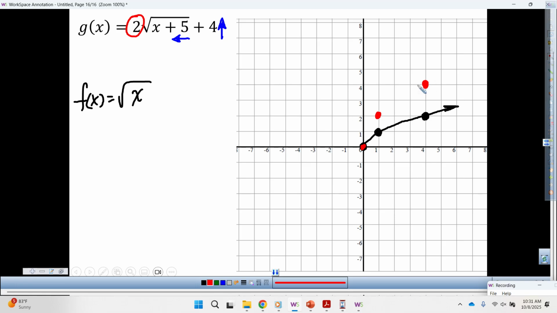So plot those points. Now we have 3 red points that we're going to move 5 to the left and 4 up. 5 to the left, 1, 2, 3, 4, 5. Up 4, 1, 2, 3, 4. This one, 5 to the left, 1, 2, 3, 4, 5, up 4, 1, 2, 3, 4. And this is our g of x.